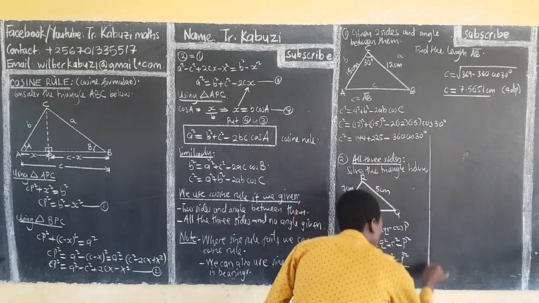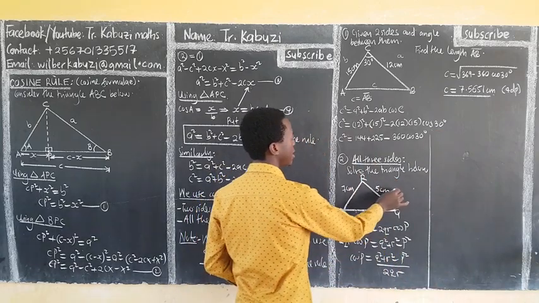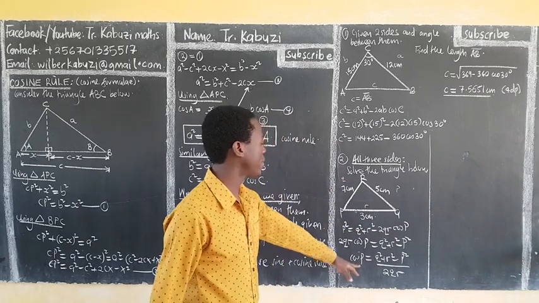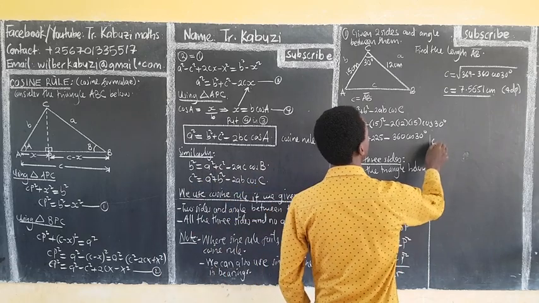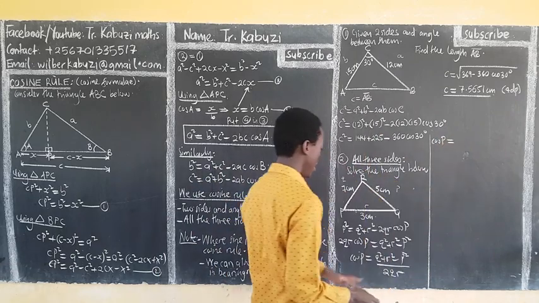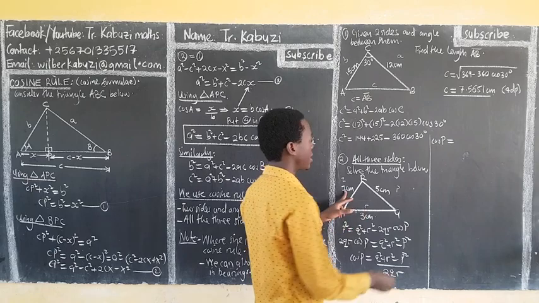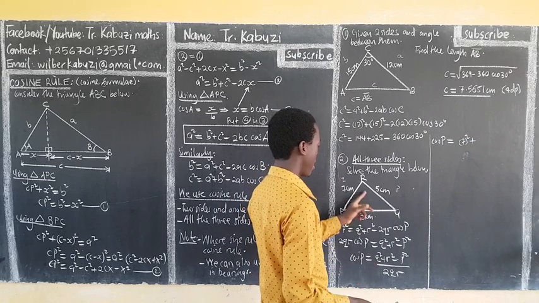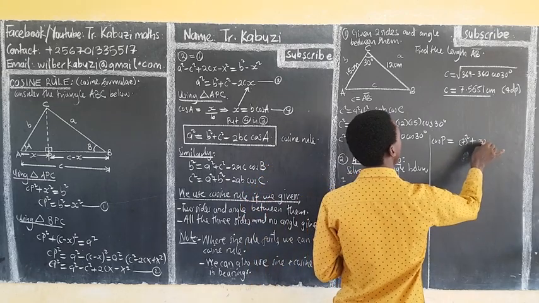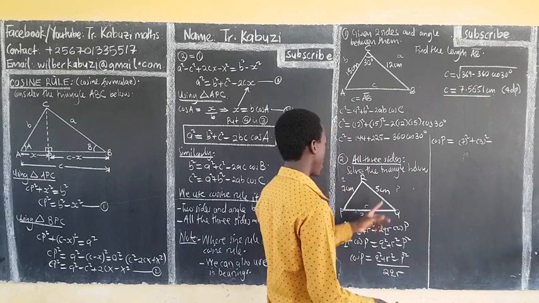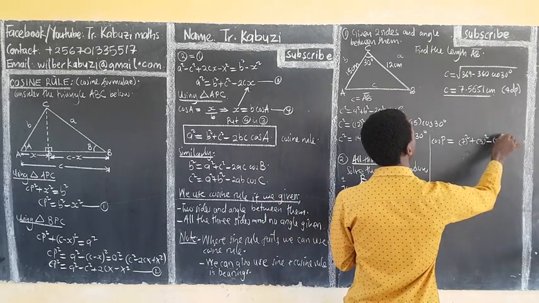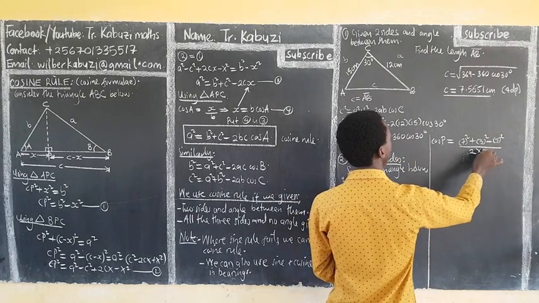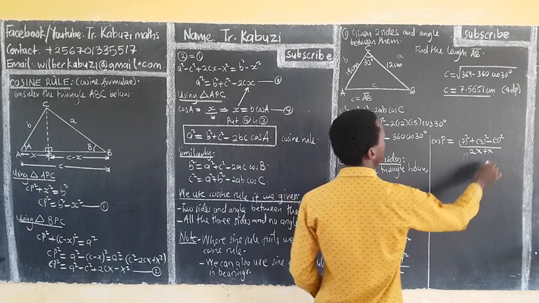Allow me now to try it here. Now, this one is going to be our P, this is going to be our Q, and this is going to be our R. So just substitute and then we get cos of P. So my cos of P is going to be, now my Q is here, 7, then squared, then plus my R is 3 squared, then minus P squared. My P is 5 squared. The whole over 2 times Q, which is 7, times R, which is 3.